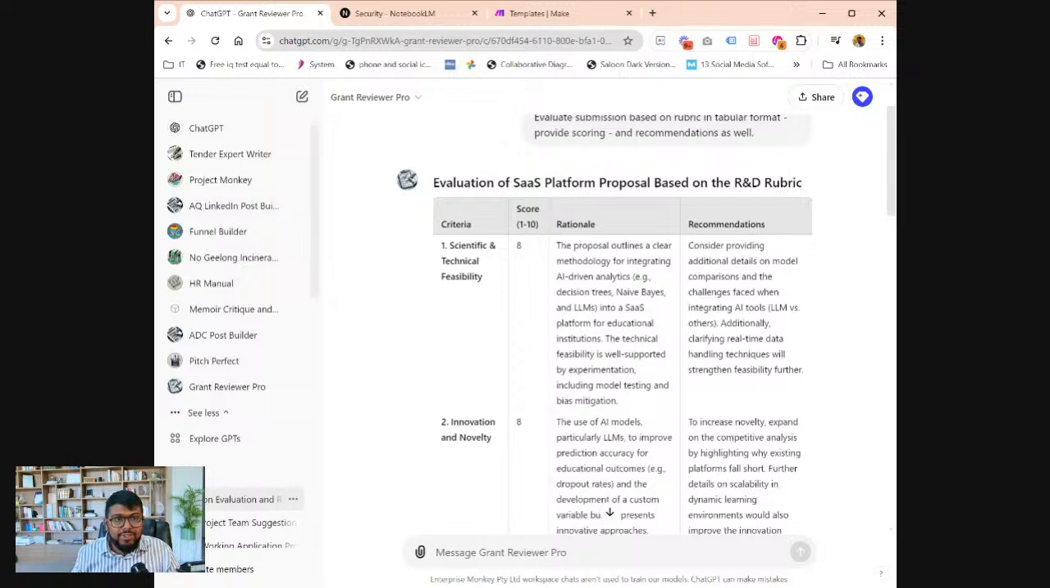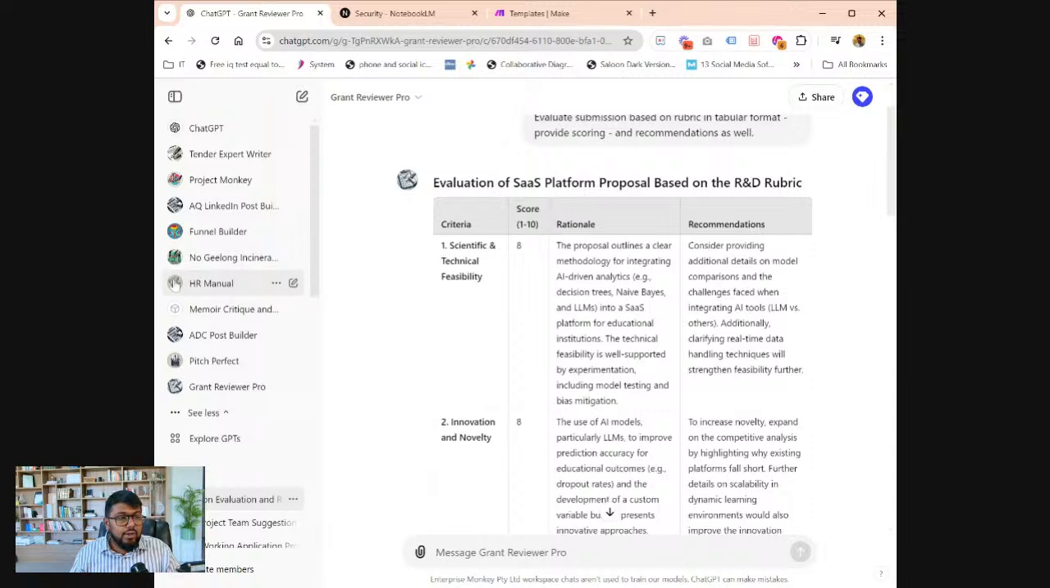We're actually working with an awards organization that does business awards, and they have a rubric. So now when the submissions come in, it is able to look at those submissions and provide scoring and recommendations based on that rubric. Of course, the judges provide their own recommendation, but at least it makes it easier for them to identify any issues that they might have. And that's another use case of custom GPTs.